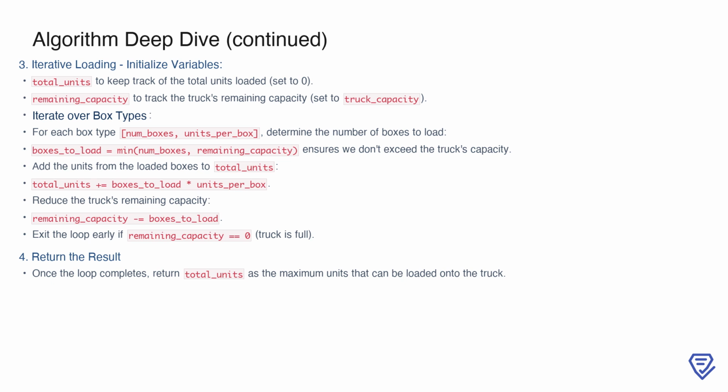Once we know how many boxes to load, we update total_units by adding the units contributed by these boxes, and we reduce the remaining_capacity accordingly. If the truck becomes full, meaning the remaining capacity reaches 0, we stop processing further box types early to save unnecessary computations. Finally, when all applicable boxes are loaded or the truck is full, we return the value of total_units, which represents the maximum units that can fit on the truck.